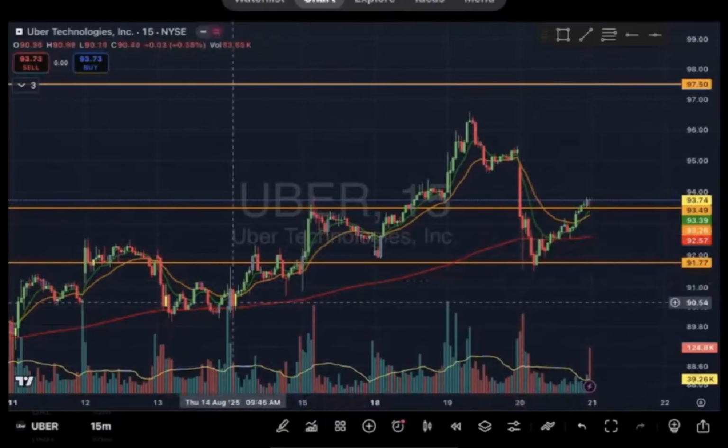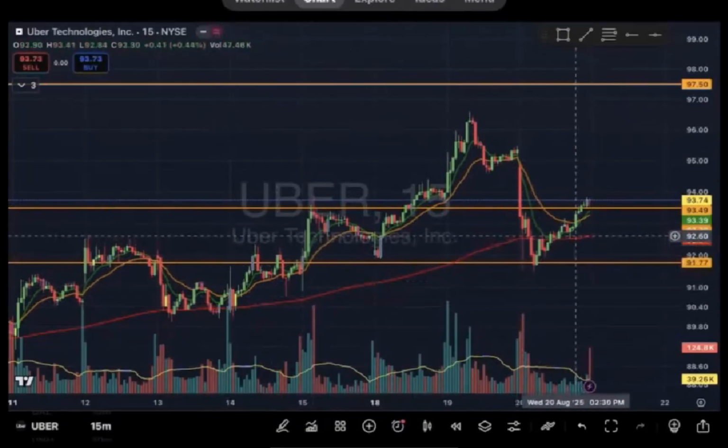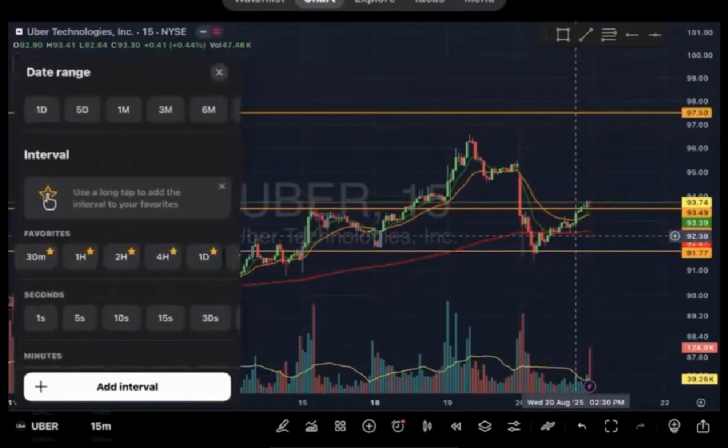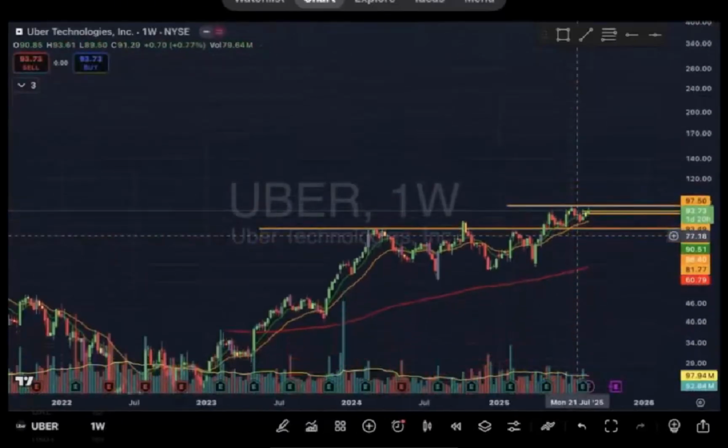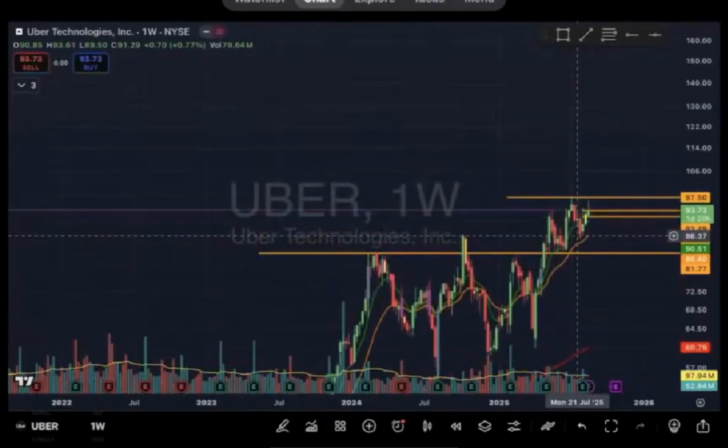Same thing I did over here. Could have done it all over again over here. So this looks like it still has an opportunity to enter, right? If you go to the bigger, higher time frames, Uber is very bullish. Uber is going to go to 100 soon.